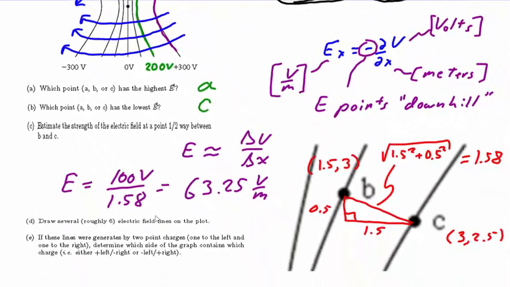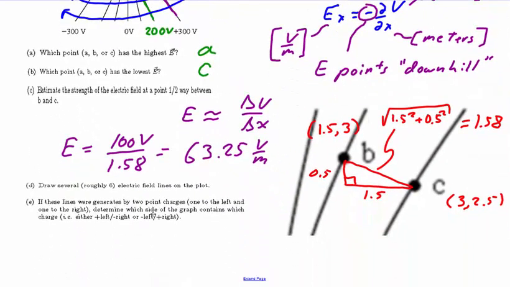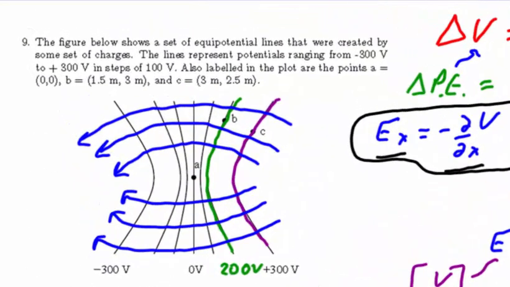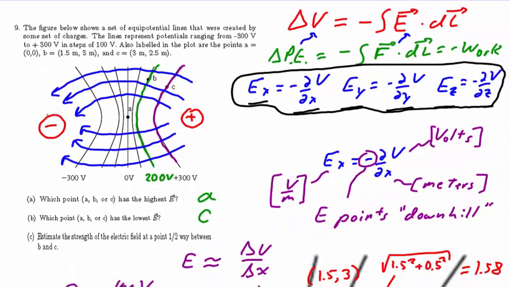And finally, in part E of the problem, we've been asked the simple question that if these lines were generated by two point charges, one of them on the left and the other on the right, determine which side of the graph contains which charge. Going back and inspecting the graph, we recognize that electric field lines run from positive charges toward negative charges. Therefore, the answer is simple. The positive charge must be located near the source of these lines on the right, and the negative charge must be located at the destination of these lines on the left. And this completes our graphical understanding of the relationship between electric field and electric potential.